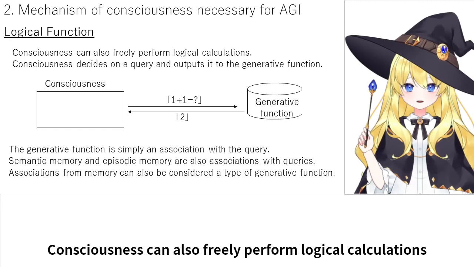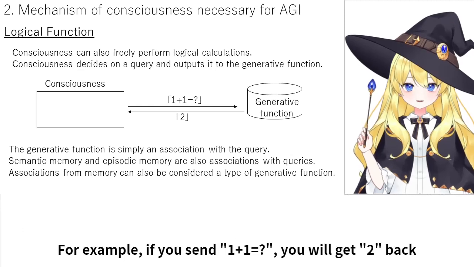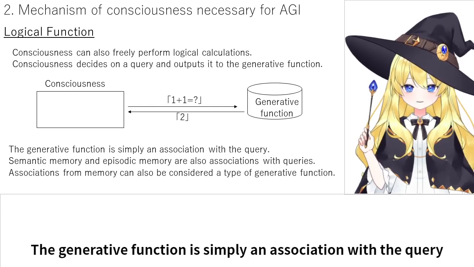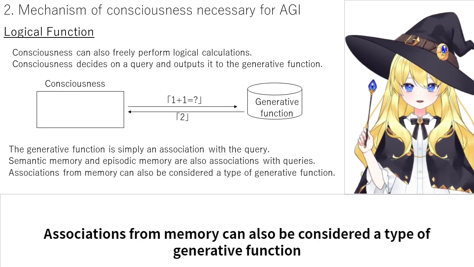Consciousness can also freely perform logical calculations. Consciousness decides on a query and outputs it to the generative function. For example, if you send 11, you will get 2 back. The generative function is simply an association with the query. Semantic memory and episodic memory are also associations with queries. Associations from memory can also be considered a type of generative function.